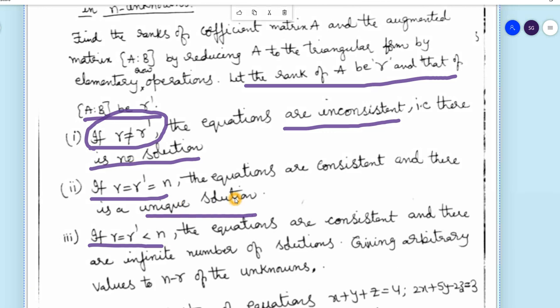And if R is equal to R dash, that is the rank of the coefficient matrix is equal to the rank of the augmented matrix, and it is less than n, the equations are said to be consistent and they have an infinite number of solutions.